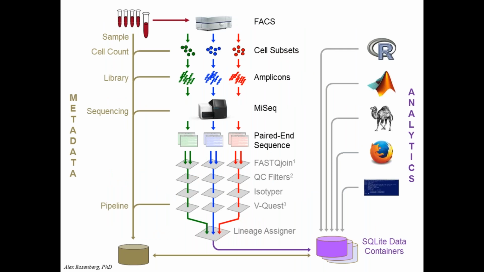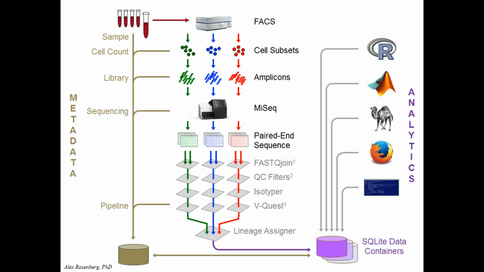This is an overview of the analytical environment that we've developed. The wet lab component is up here. We have samples, we sort them using FACS, we generate amplicons, and that comprises the library, and we can do this for different cell subsets. We run them through a MiSeq. We have 2x300 reads, and this is paired-end sequencing. So each sample generates 2 data files as the output, 2 FASTQ files for a forward and reverse read.